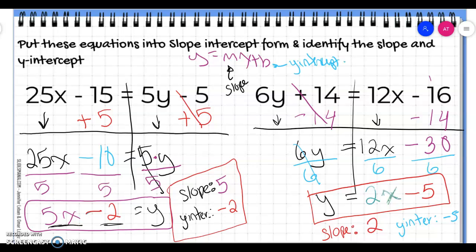I want you to try the next two on your own, and then you are going to go into Summit, and you are going to do your first checkpoint.